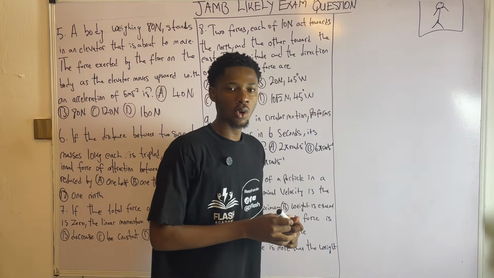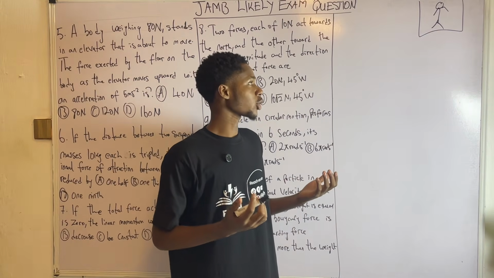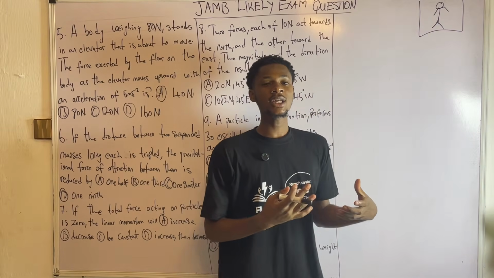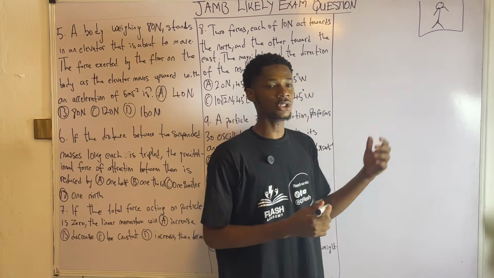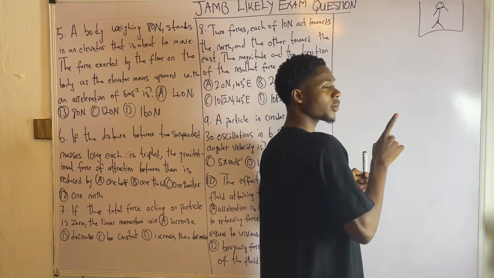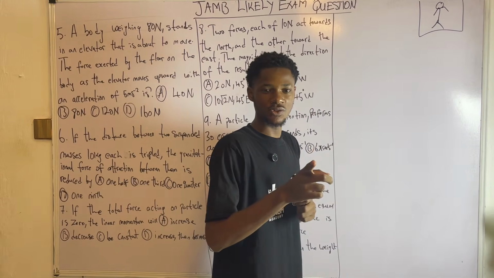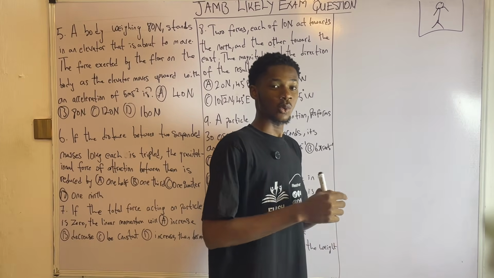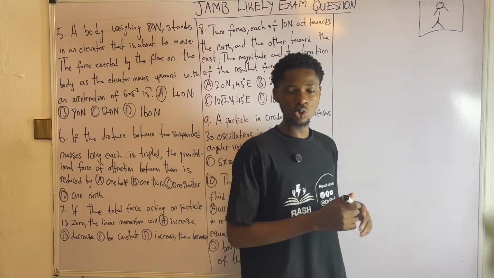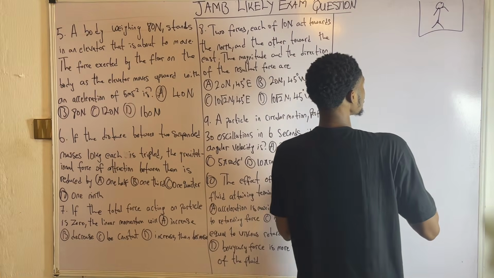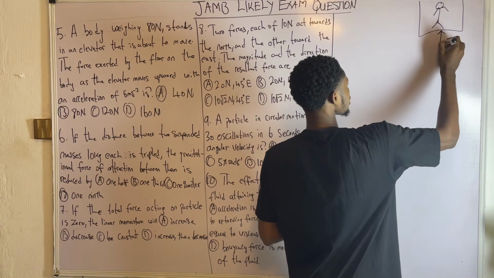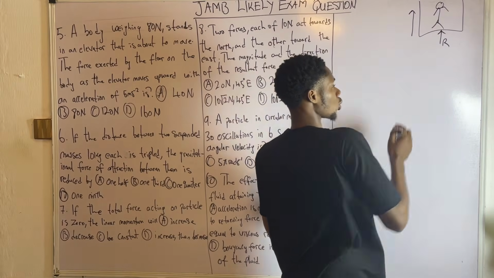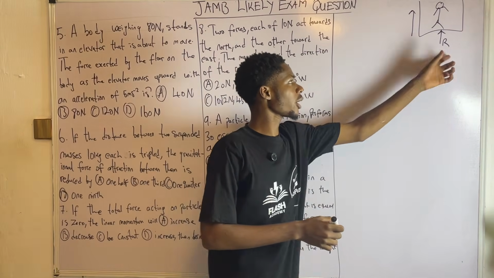If the elevator is not moving, it means we're going to have a normal reaction force acting on the person. But immediately the elevator starts moving, the normal reaction force is going to start increasing. Why? The elevator has started to move, that is, it is accelerating. When it is accelerating, the normal reaction is going to start to increase. So initially there's a normal reaction force acting on this person, and as the elevator starts going up, the normal reaction increases.